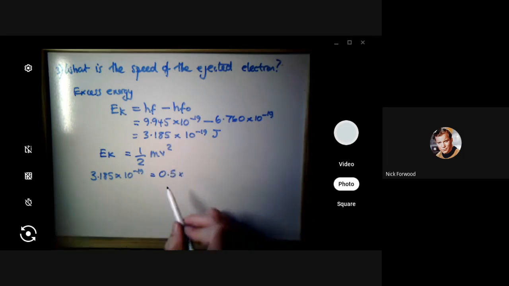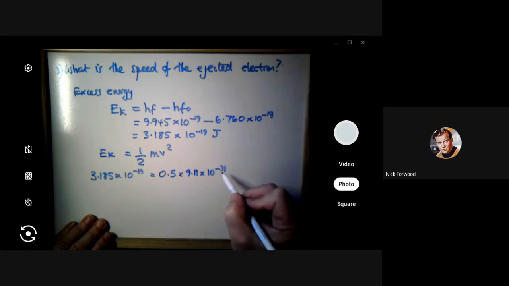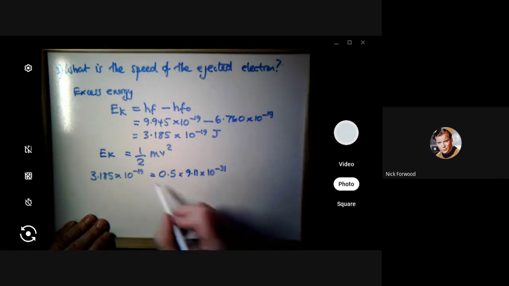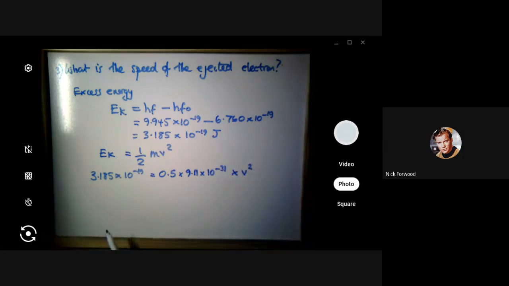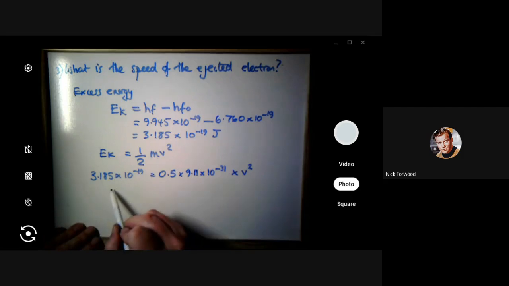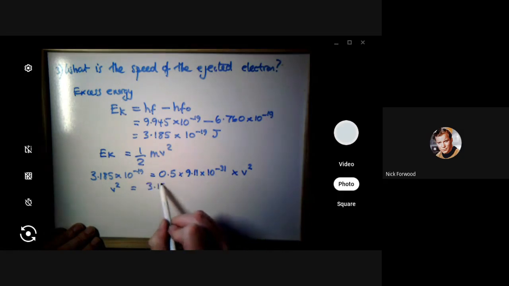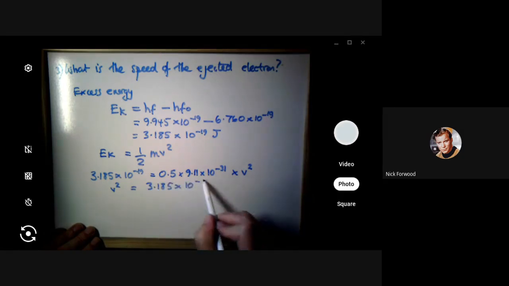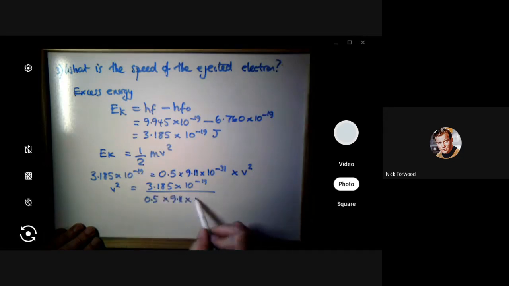Now m, you can look up the mass of the electron on the data sheet, 9.11 times 10 to the negative 31 kilograms. You'll be familiar with that number from before, and then we're going to multiply that by v squared. We're going to rewrite the formula. Again, you don't need to rewrite everything if you don't want to, but I'm just going to do the cross multiplying. 3.185 times 10 to the negative 19 divided by all of that, 0.5 times 9.11 times 10 to the negative 31. And that can go straight into your calculator.